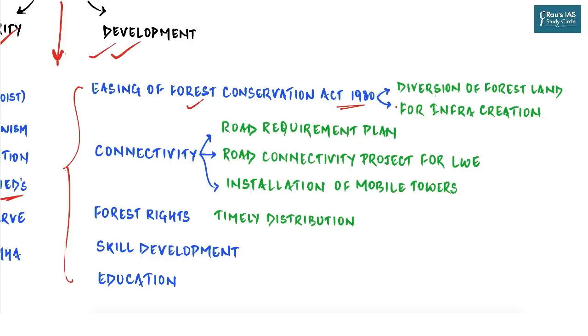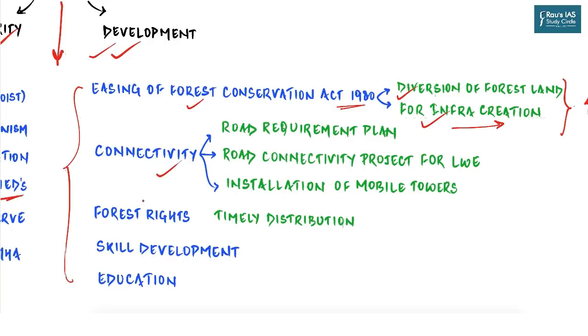And now it is allowed to divert forest land for infrastructure creation dealing with the activities mentioned in the schedule. For example, construction of schools, colleges, telecommunication lines, drinking water projects, irrigation projects, and creation of roads. For all these activities, the limits up to which forest land can be diverted have been increased drastically to enable the development of these regions.